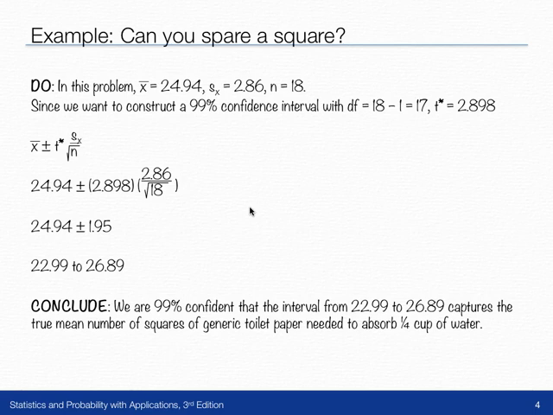Last thing we want to do is conclude. What does this interval tell us? We can say that we're 99% confident that the interval from 22.99 squares to 26.89 squares captures the true mean number of squares of generic toilet paper needed to absorb 1/4 cup of water.